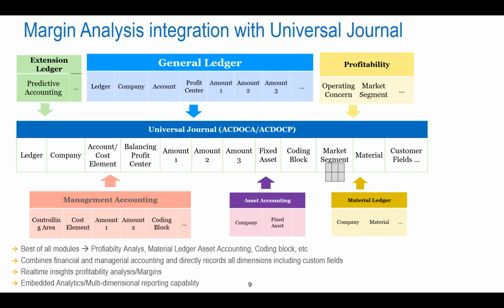So that's the beauty of Universal Journal that comes with S4 that very well integrates with COPA. So I may be using COPA and margin analysis interchangeably, but keep in mind margin analysis is the new terminology to be used in S4 going forward, which is much more robust than account-based COPA. It has more features and it is continuing to evolve with new features.